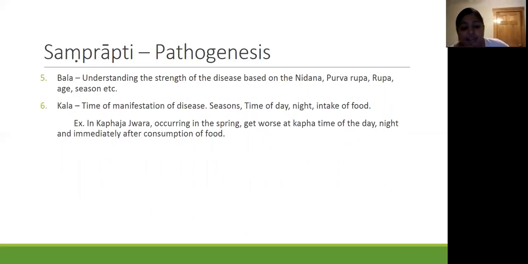Kala is the last one, looking at how it either aggravates or gets worse. So this is, for instance, when we ask, oh, does it get worse during the midday, or does it get worse during the nighttime or in the middle of the night, or do you find it gets worse in the spring or in the summertime? That's looking at that particular stage or that particular part of the samprapti or pathogenesis. Example of this is seasonal allergies. That happens because of a specific season, tends to aggravate more.